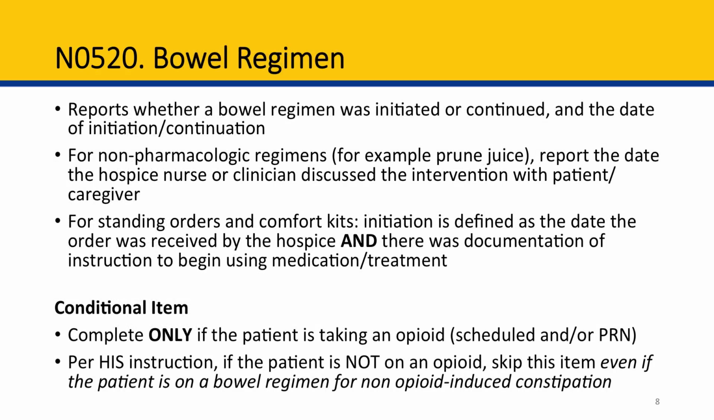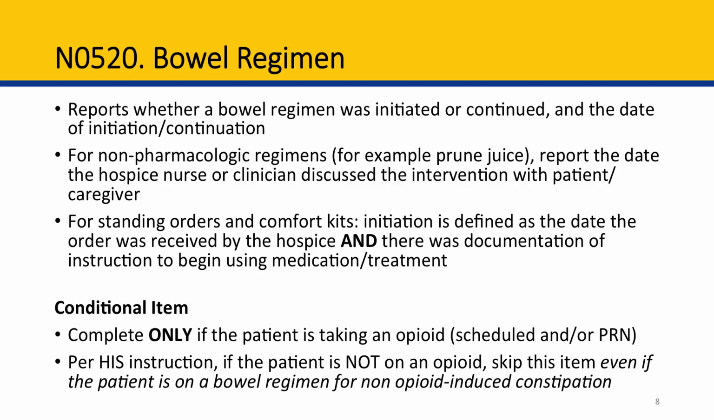Now that we have a general understanding of the previous two items in Section N, let's take a look at N0520, Bowel Regimen, and see how the items all come together and are ultimately used to calculate the patients treated with an opioid who are given a bowel regimen quality measure.